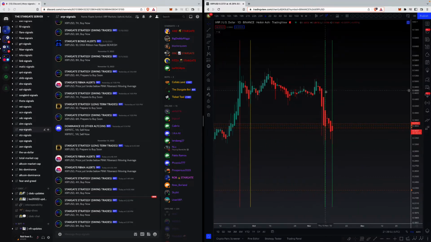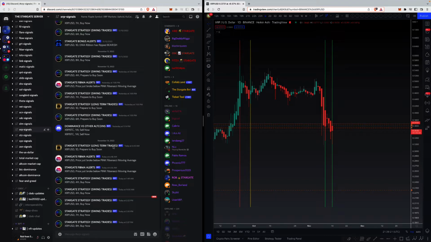So we got the first prepare to buy soon. And then we got a second prepare to buy soon. We're not buying yet though. We want to wait for the buy now signal or the sell now signal to take action. When I see a prepare to buy soon signal, what that tells me is that price is selling off right now.